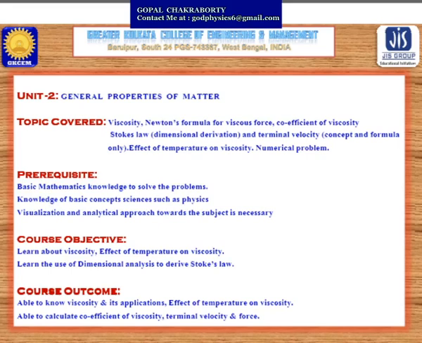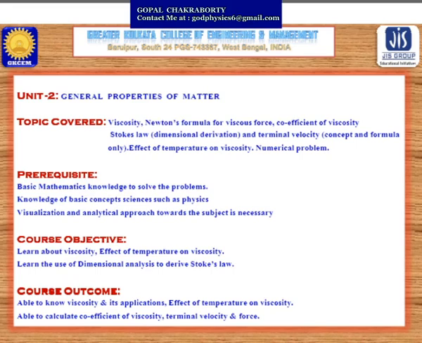For today's topic, the prerequisites are basic mathematics knowledge to solve the problems, knowledge of basic concepts of science such as physics, and a visualization and analytical approach towards the subject is very much necessary.